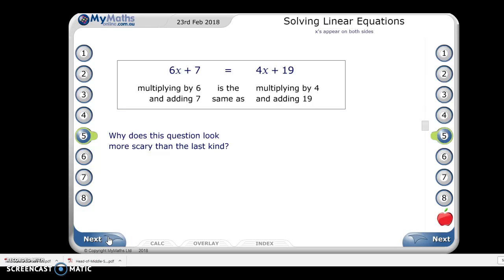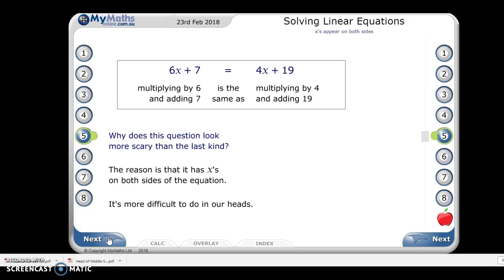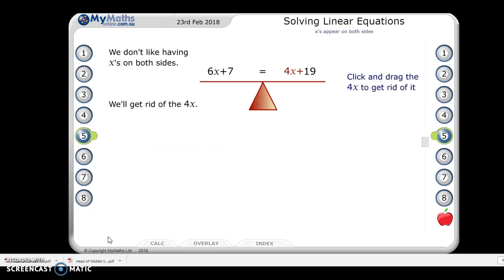It does look a little scary, but what we're going to do is think about it as a set of scales again like we did before. So there's x's appearing on both sides. It's not that difficult. We're simply going to have a new first step. Once we've done that, it will look like an equation that we're used to doing. So here we are. Here's that equation. It's on a set of scales.